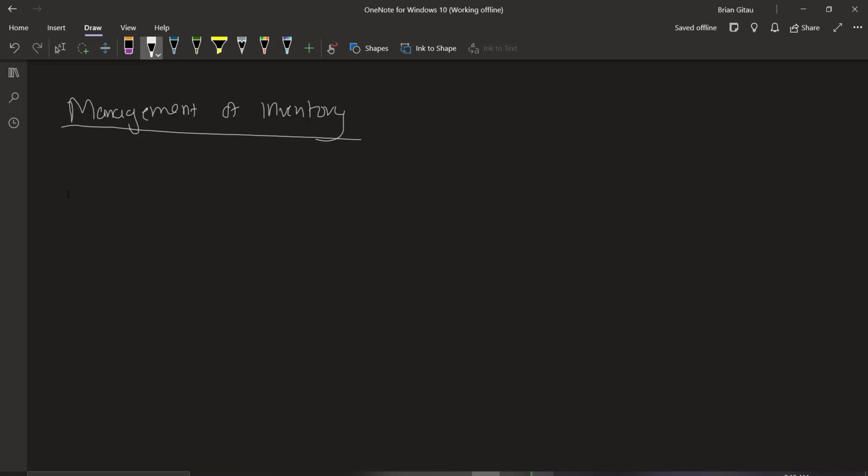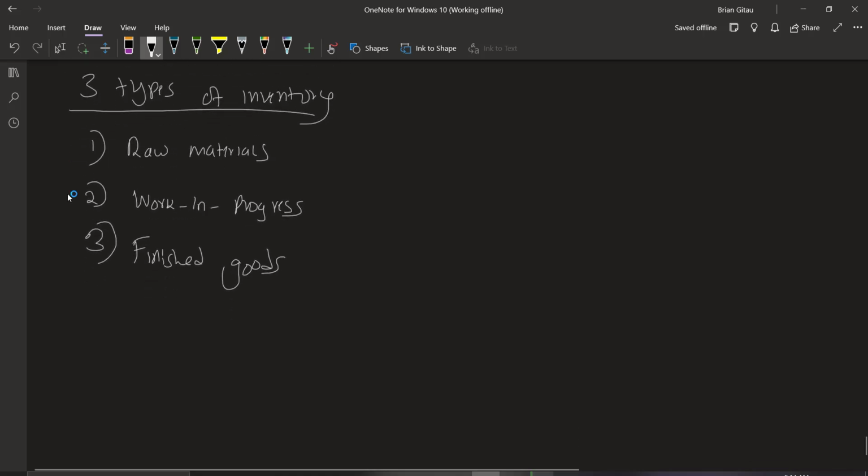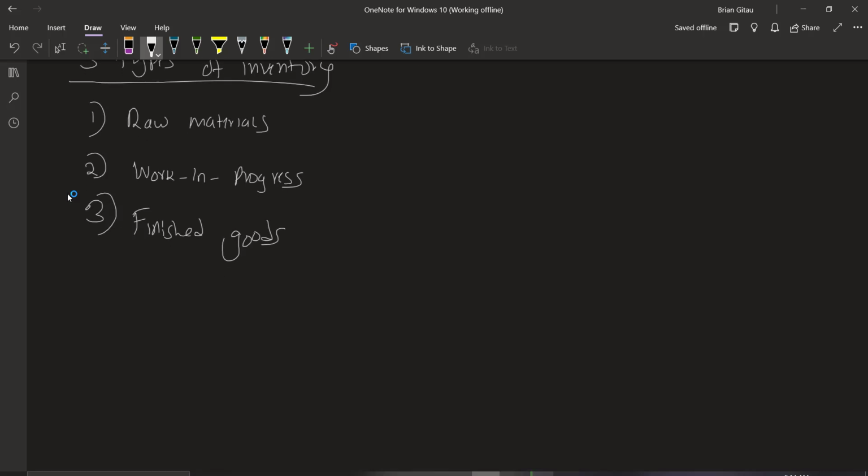To begin with, we can start by looking at the types of inventory we have. We have three types of inventory. Number one, especially when it comes to a manufacturing firm, we have raw materials. We have work in progress. And finally, number three, finished goods. Those are the three types of inventory we have.